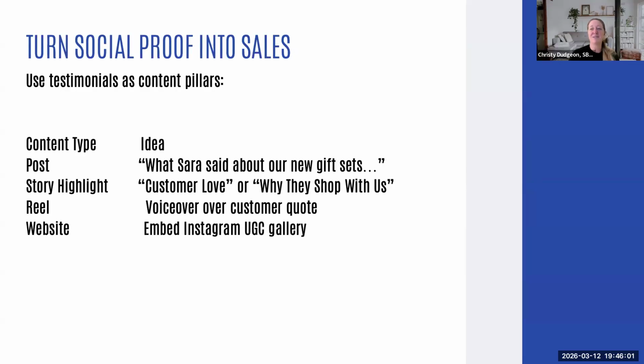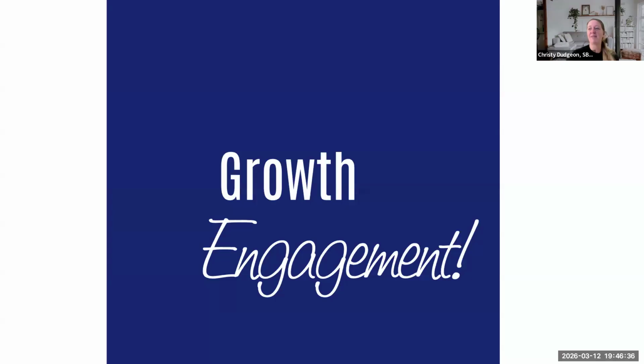Turn social proof into sales then. So use testimonials as content pillars. We talked about engagement, credibility, I think, were some of those pillars. So you can use those testimonials that you receive. So the post: what Sarah said about our new gift sets. The story: highlight customer love, why they shop with us. A reel could be a voiceover of you or someone on your staff reading a customer quote, like your latest Google review, right? You could be reading it. On a website, you could embed the Instagram user generated content right there in the gallery.